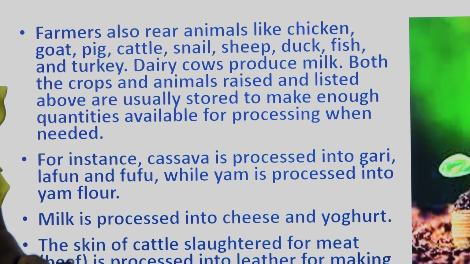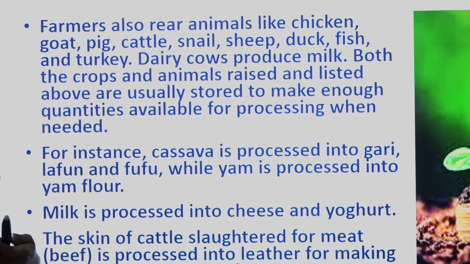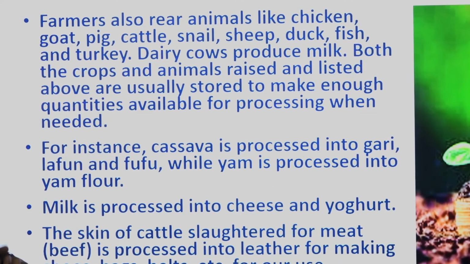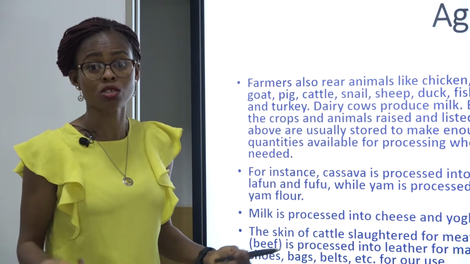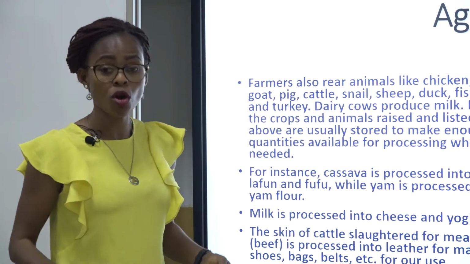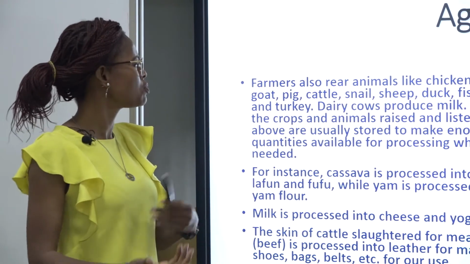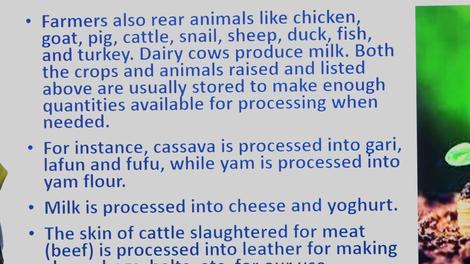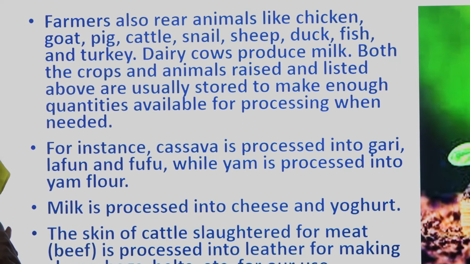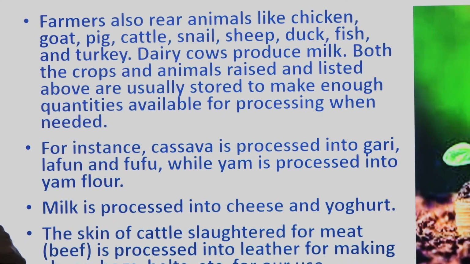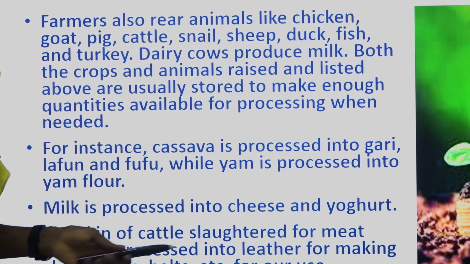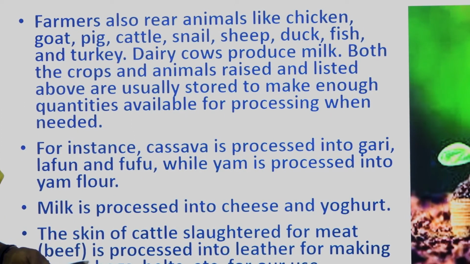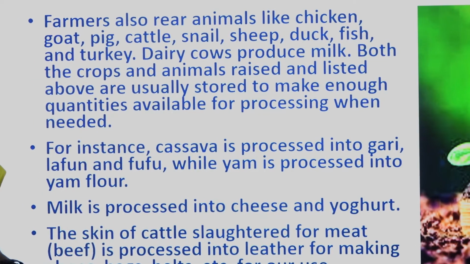Farmers that rear animals. The animals are all gotten from where? Agriculture. That process of rearing animals, chicken, goats, pig, cattle, sheep, dog, fish, they are all process of what? Agriculture. Even the milk you take at home is provided from dairy animals. Both the crops and animals that are raised, listed above, make enough quantity available so that they can do what? Process them when it is needed.